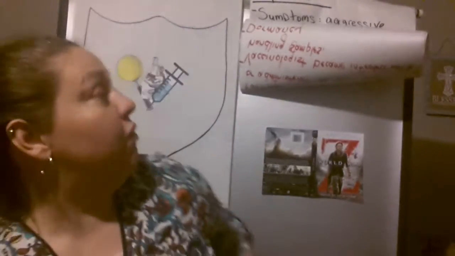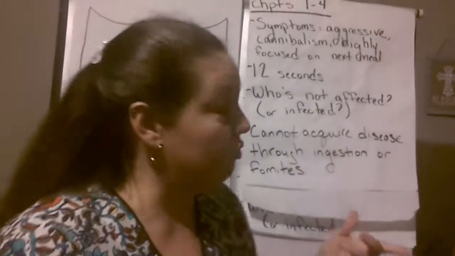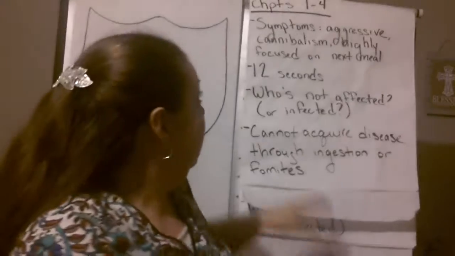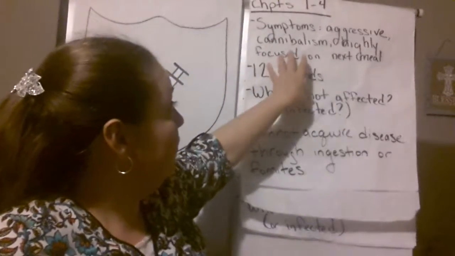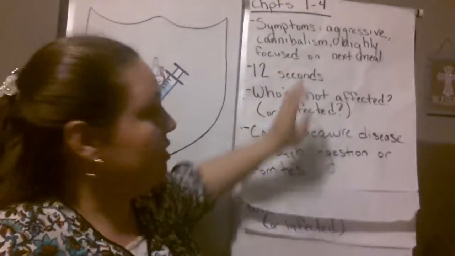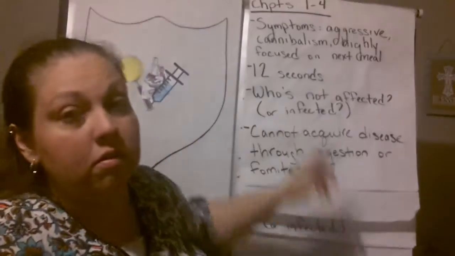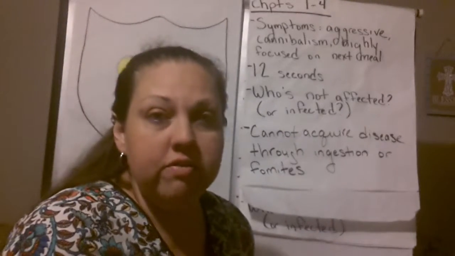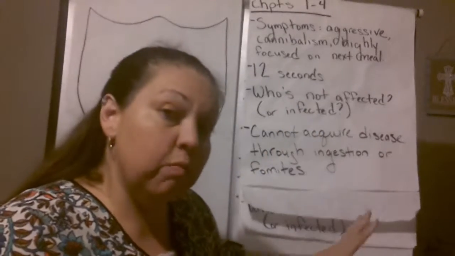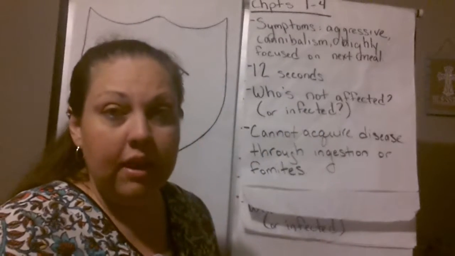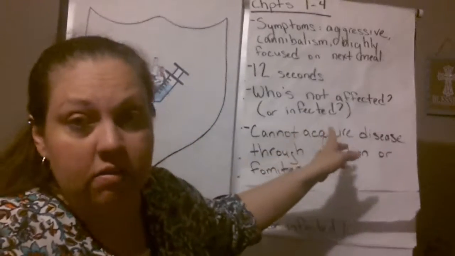So let's move on to our symptoms that we've so far covered from each unit, just like before. With chapters 1 to 4, we figured out the symptoms are aggressive, cannibalism, highly focused on their next meal, right? We found out that Jerry developed and realized what I refer to as a 12-second rule, that from the time someone is bitten to the time that they are infected and show they're infected is 12 seconds, okay?